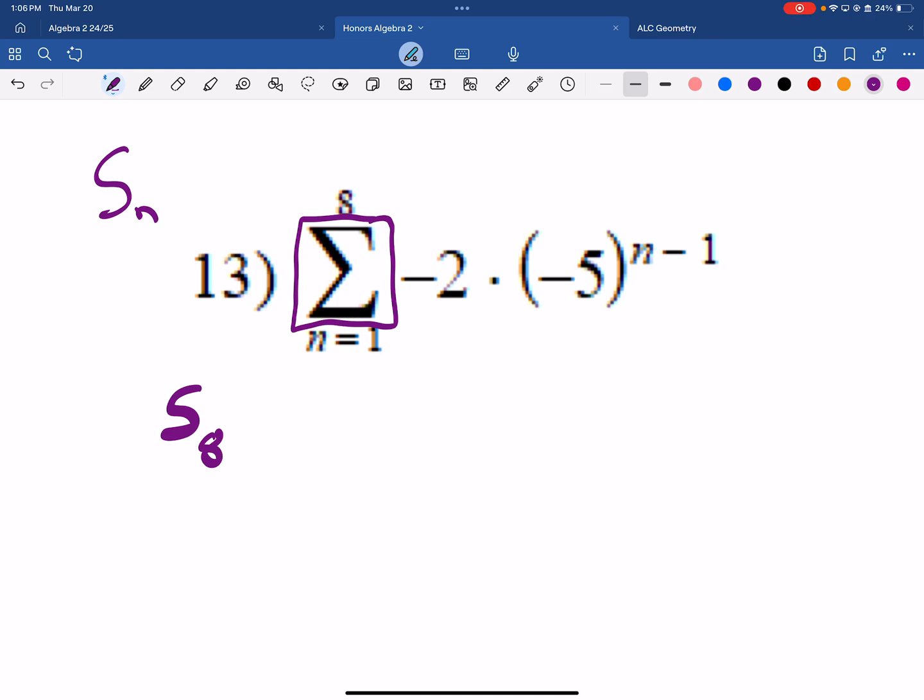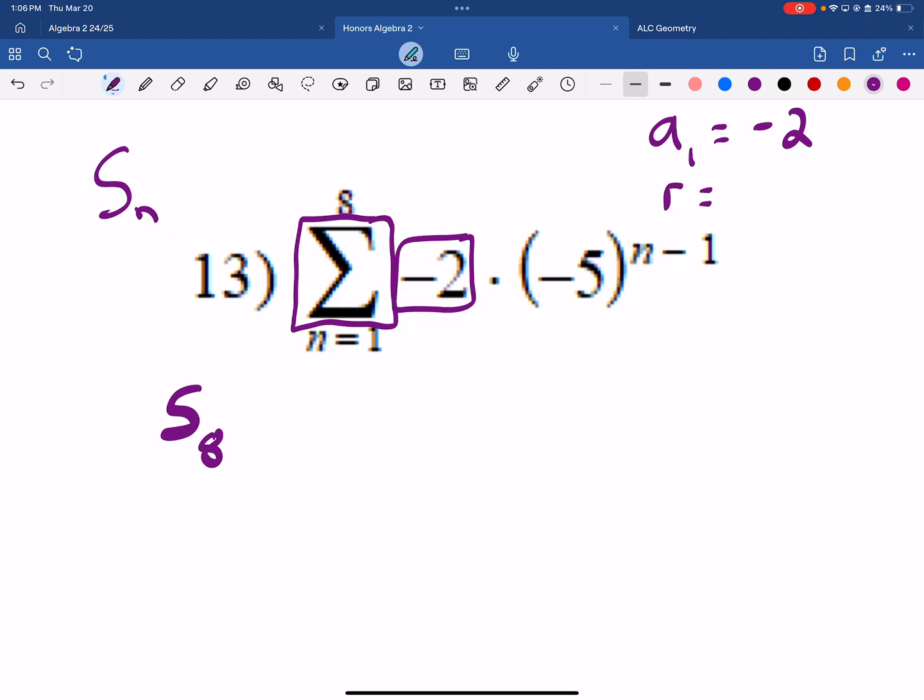Again, this summation notation and this right now mean the same exact thing. But we need to know our first term. Well, our first term is going to be when n is equal to 1. So if I make n equal to 1, 1 minus 1 is 0. Anything to the 0 power is 1. 1 times negative 2 is negative 2. So my first term in this sequence is negative 2, which just so happens to be that right there. Okay. What's my ratio?